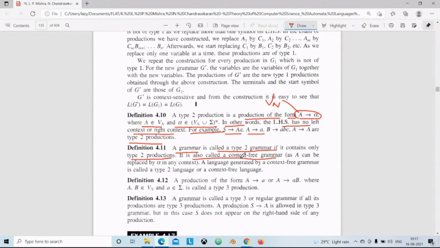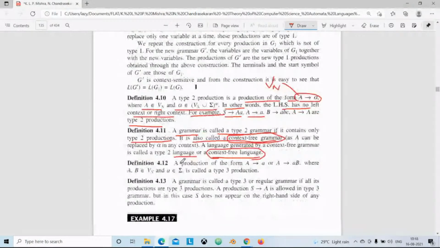We are calling it context free grammar. So a language generated by context free grammar is called type 2 language or context free language. So this is the follow-up: the grammar is called context free grammar and the language is called context free language. These are the two terms which you have to take away from this: context free grammar, and the language generated by that is called context free language. This is type 2.